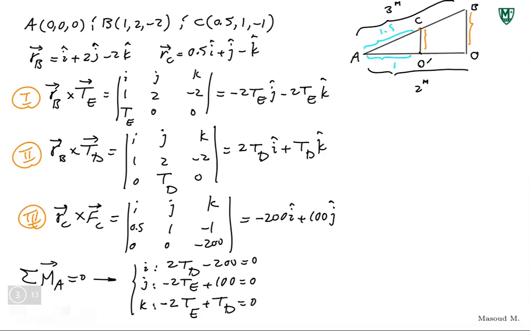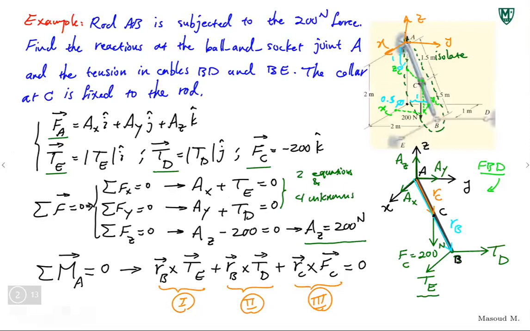So from the first one, you can just get TD, right? 200 divided by 2 is 100 newtons. From the second one, you will get TE, 100 divided by 2, 50. Right? So there you go. We got the tension in cable D and we got the tension in cable E. So what were we looking for? Don't get lost. We were trying to find the tension in cables BD and BE, which we found.